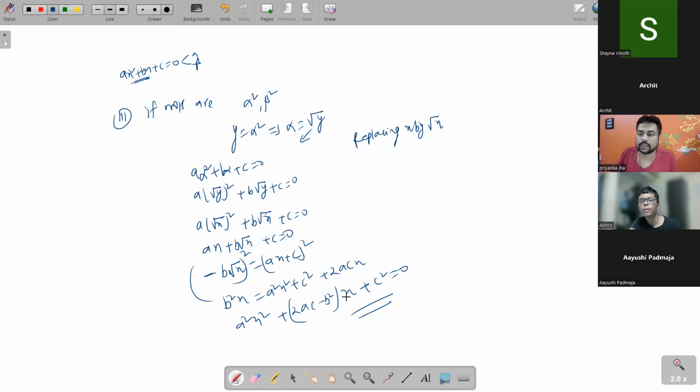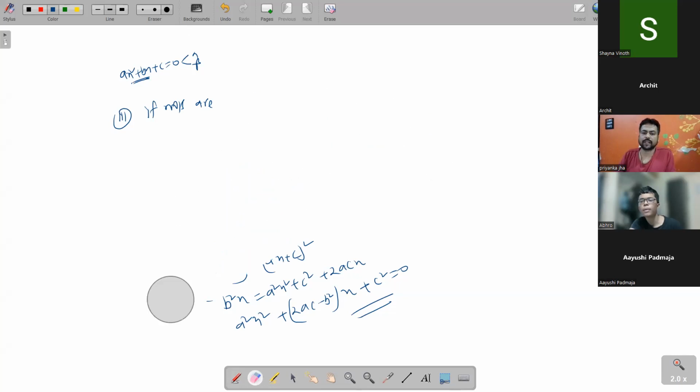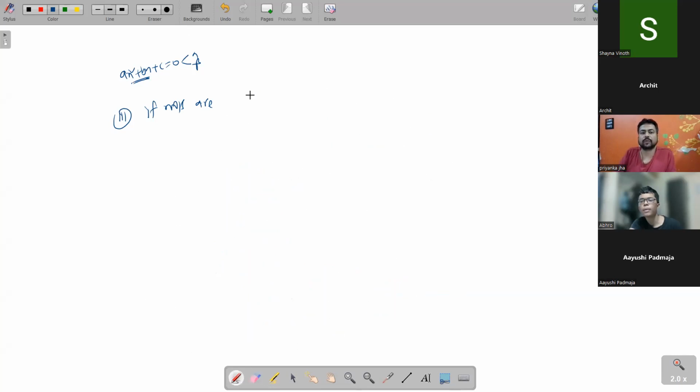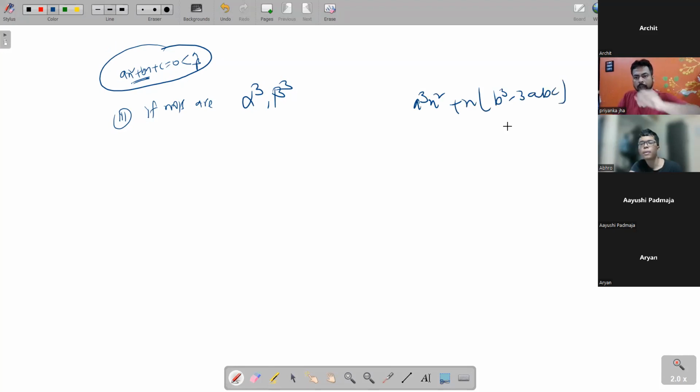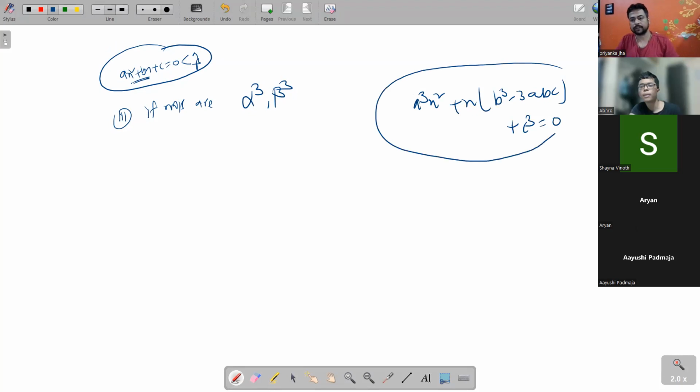Now you guys solve. Shall I erase? Everyone done, right? In the same question, I'll ask you to form the quadratic equation whose roots are alpha cube and beta cube. Same scenario. I am writing the answer as well. Don't worry, you can match it. That will be a cube x square plus x (b cube minus 3abc). This is the answer, right?